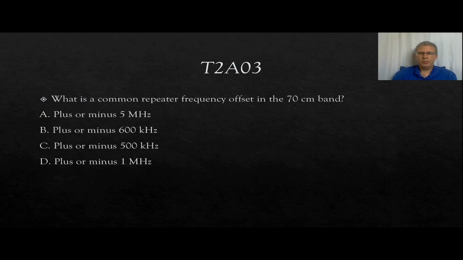Question 3. What is a common repeater frequency offset in the 70 centimeter band? A, plus or minus 5 megahertz, B, plus or minus 600 kilohertz, C, plus or minus 500 kilohertz, or D, plus or minus 1 megahertz? And the correct answer is A, plus or minus 5 megahertz.